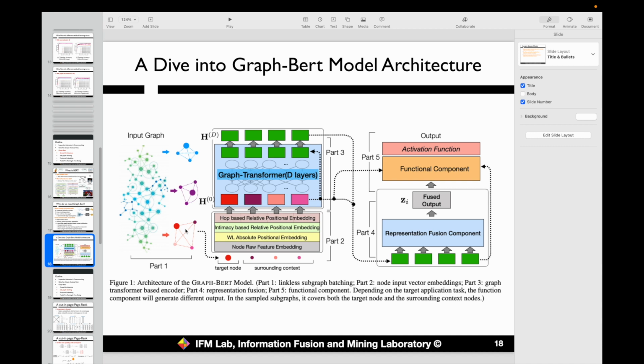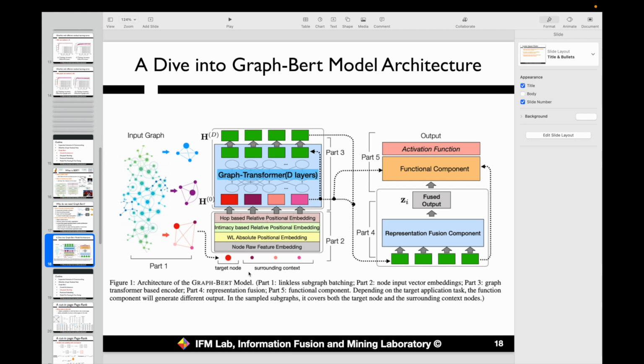By feeding this kind of subgraph with no edges into the second part, we can learn the raw embeddings. So part 2 of the model is for learning the initial embedding vectors of the node inputs in the subgraph. So given one subgraph, we have one target node. Describing the target node, we plan to learn its embedding from the graph dataset, right?